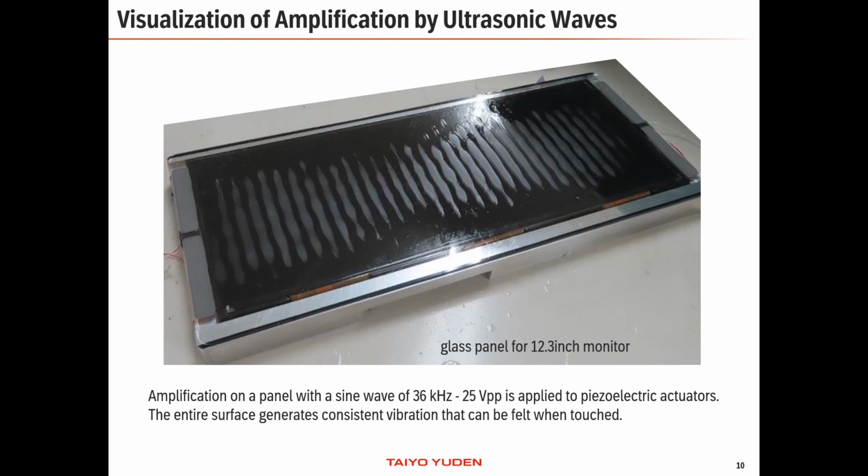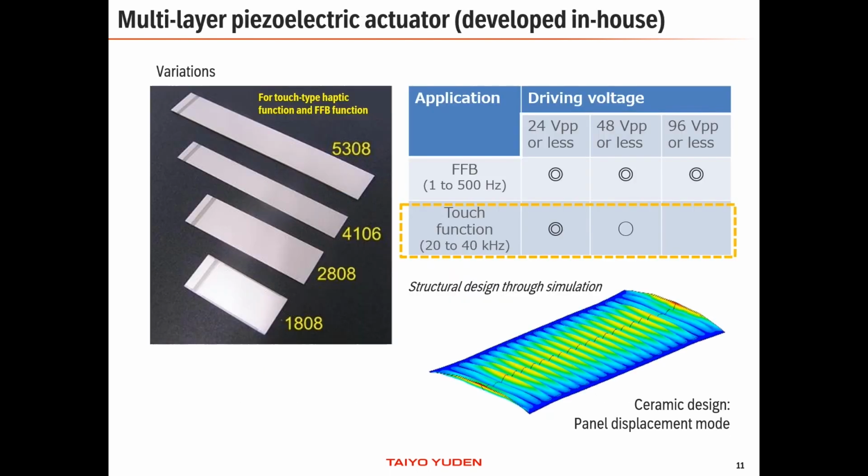The variations of an element are shown here. TAIYO YUDEN has several variations designed for feedback function and for touch function in many sizes, including 53 by 8mm and 18 by 8mm. We can customize our actuators to suit customers' requirements. For driving voltage, we offer 96 peak-to-peak voltage, 48 peak-to-peak voltage, 24 peak-to-peak voltage, and more.